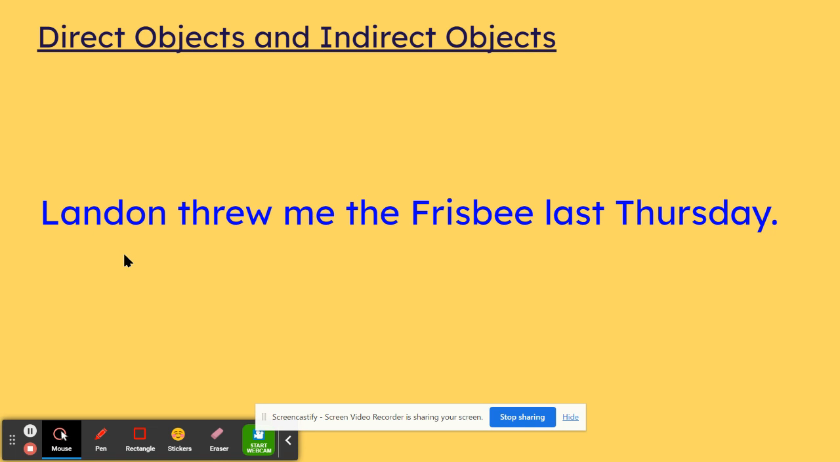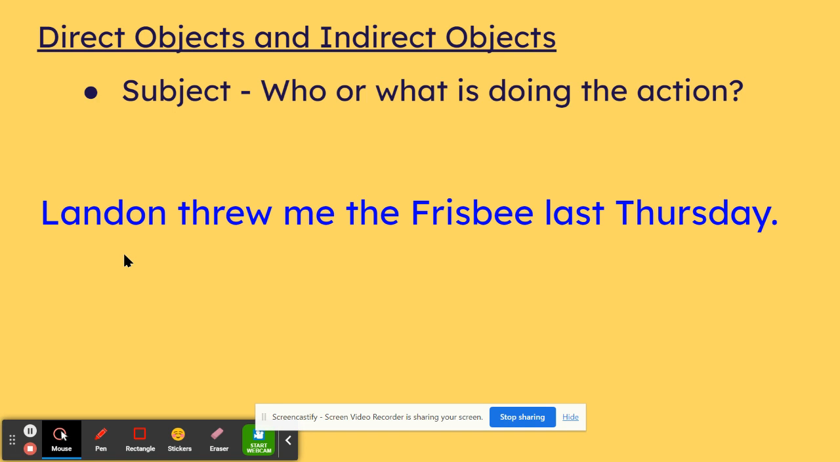Let's consider the sentence, "Landon threw me the frisbee last Thursday." Who or what is doing the action? Landon is doing the action, so Landon is the subject of the sentence.